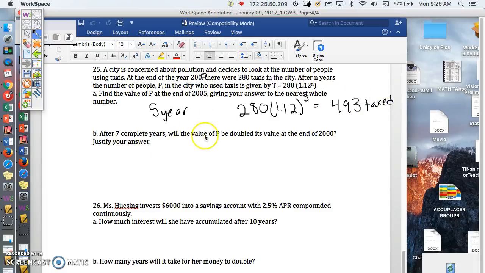After 7 years, will it double? Well, let's see. Will it double after 7? 280 times 1.12 to the 7th is 618. Well, yes, it definitely doubled.